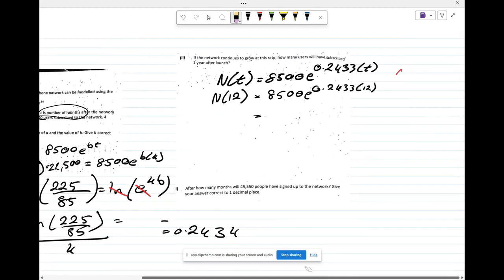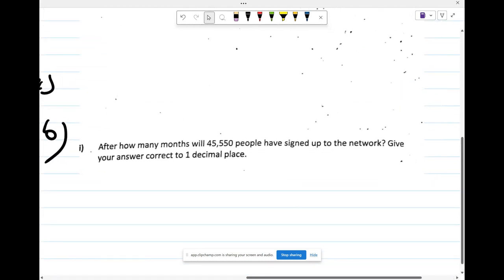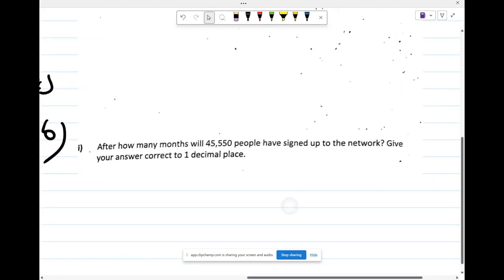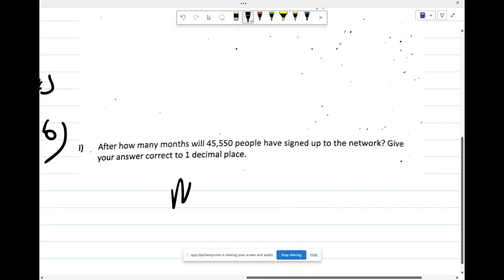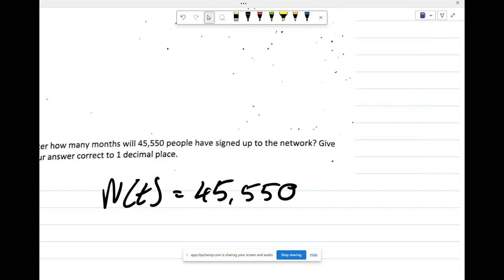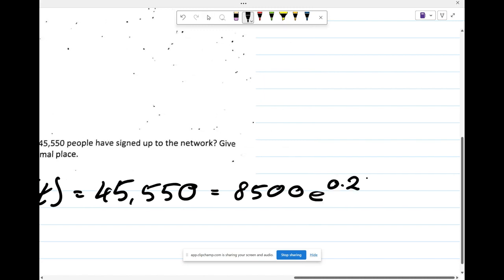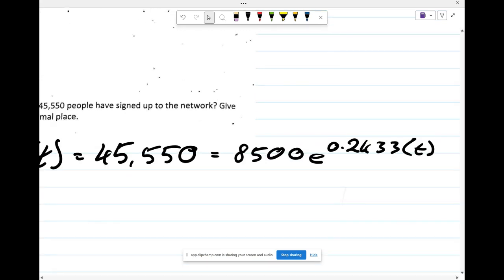Easy as that. Okay, and very last one, it says, after how many months will 45,550 people have signed up to the network? So same kind of thing. Our output now, N of T, is going to be 45,550. And we want to find out how long that takes. So e to the power of 0.2433, and we want to find t.